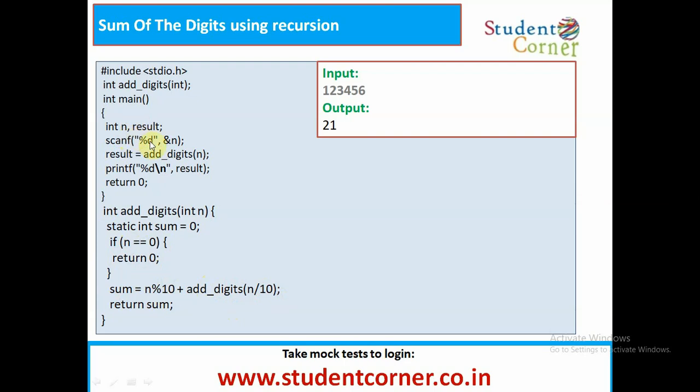So clearly we need to see add_digits of n, let us suppose 1, 2, 3, 4, 5, 6. It will come here, initially sum is equal to 0, n not equal to 0. Coming to this process, n mod 10, 123456 modulo 10, we will get 6. 6 is added to sum, which was 0, so now the sum is 6, plus add_digits of n by 10, that is 123456 by 10, which gives 12345. So these three methods are summarized here.